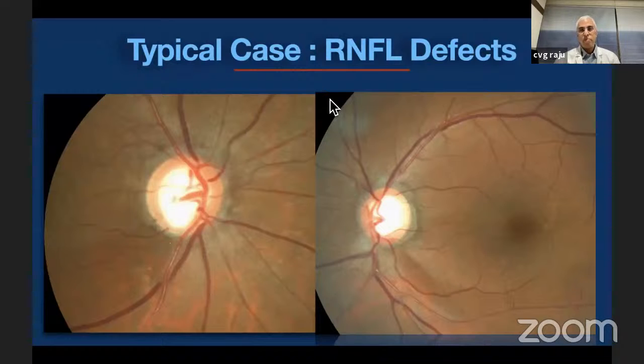So with this background of the usefulness of the swept source OCT, how we can analyze each layer, and then how we can measure, let us see the typical case. So this is the case of glaucoma with the bilateral inferior notch and then the RNFL defect.